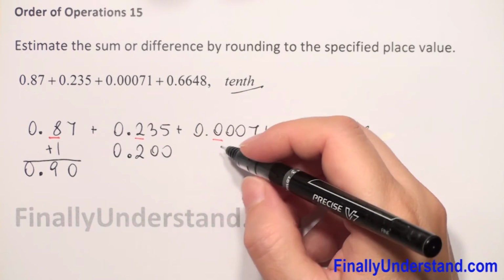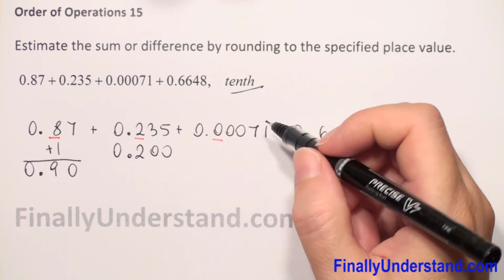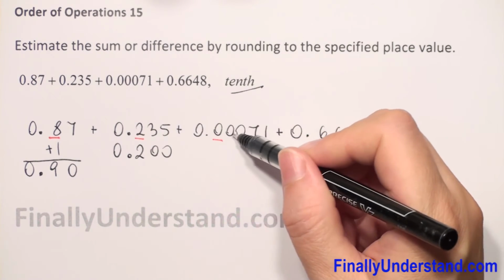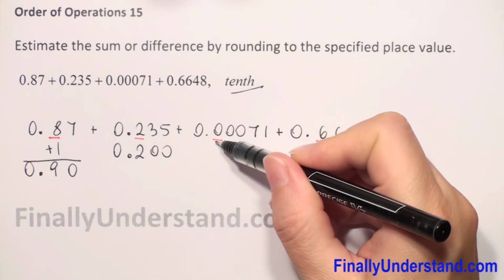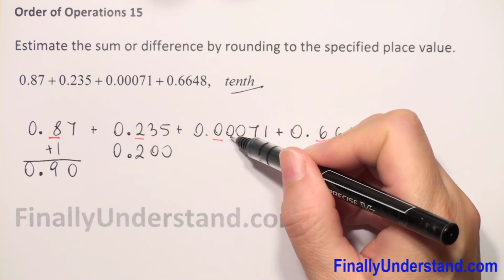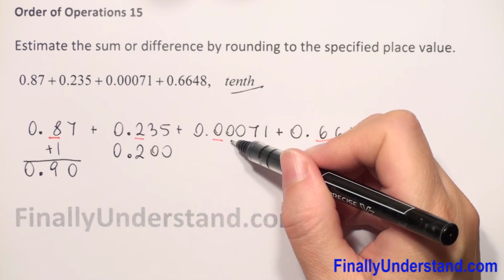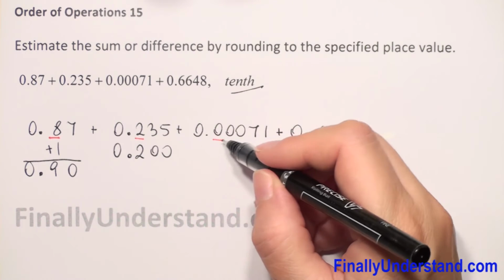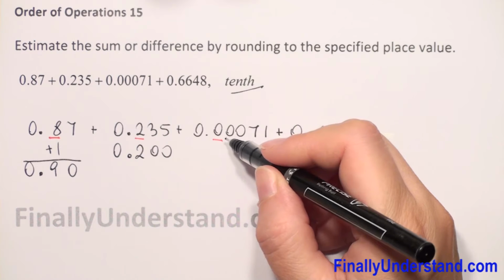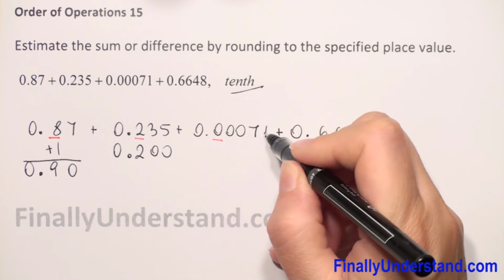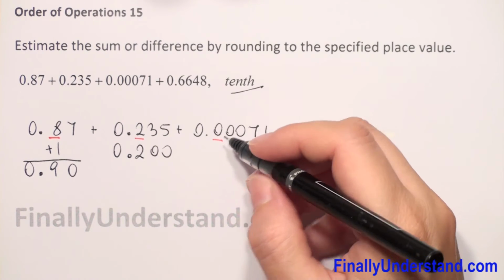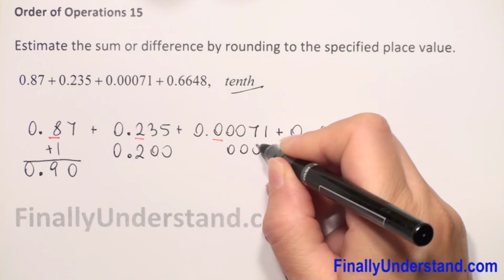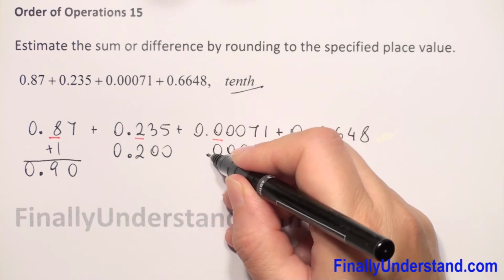Next number is 0.00071. The digit after the tenth is 0, so it's less than 5. What do we have to do? We have to copy everything we have before our underlined digit, and after our underlined digit we need to change to 0. So it will be 0, decimal point 0, followed by zeros.